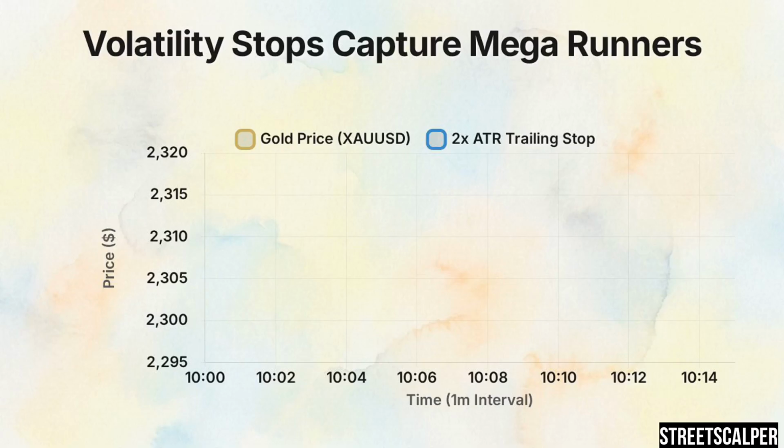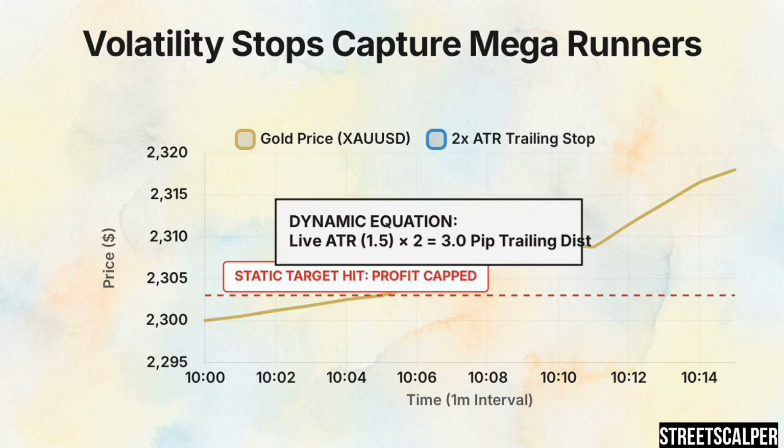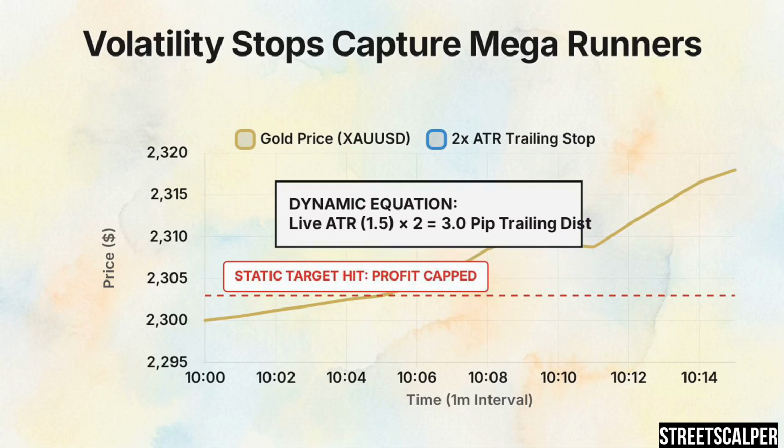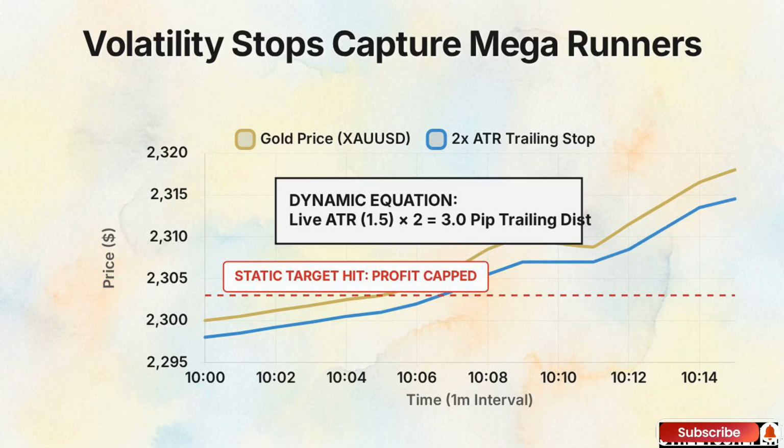The primary reason scalpers struggle is because they often cut winning trades early with static profit targets right as the trend accelerates. This dynamic equation shows how we manage the trade. We take the live fluctuating ATR reading and multiply it by exactly 2. This generates a custom trailing pip distance metric. As the price column expands, the 2x ATR trailing stop automatically adjusts. It ratchets your safety line upward based on gold's immediate localized volatility.